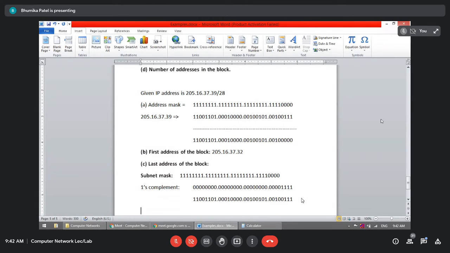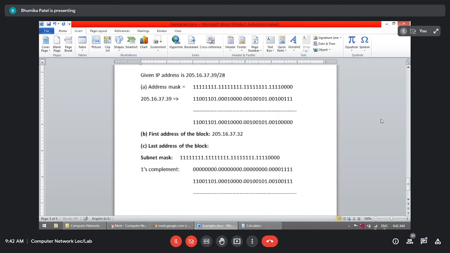Perform the OR operation. And whatever will be the answer, it is your last address of the block. So obviously it will be what? Wherever there is 1, what will the answer be? 1. It is OR operation, not AND. So again it will be repeated as above, right?